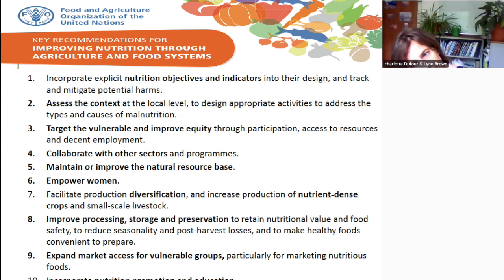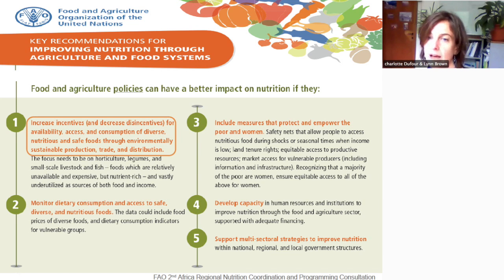And the last recommendation, last but not least, central to everything, is accompanying everything with nutrition promotion and education, from the producer to the consumer, and empowering people to make healthy choices. The food and agriculture system is largely led by private sector actors, and that is why the role of the public sector is more about adopting policies that can shape the way private actors work in the form of incentives. And this is why we formulated these recommendations on policies.